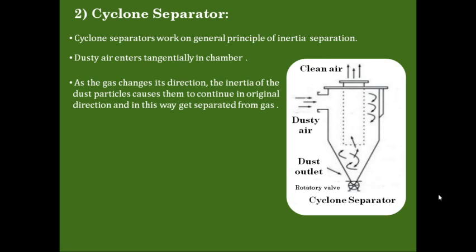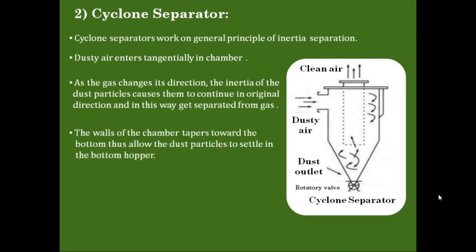When gas enters inside the chamber and changes its direction, the gas gets diverted, whereas the dust particles could not get diverted along with the gas because of the law of inertia. And in this way, they get separated from the gas while striking the inner surface of this cyclone separator. The walls of the chamber taper towards the bottom, which we can see through this picture also.